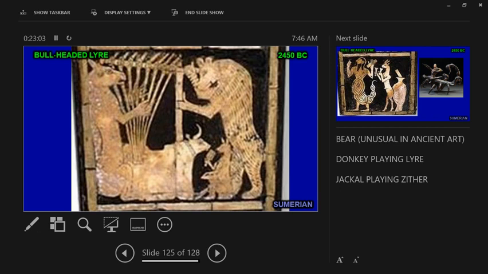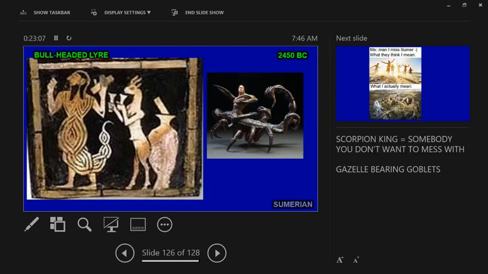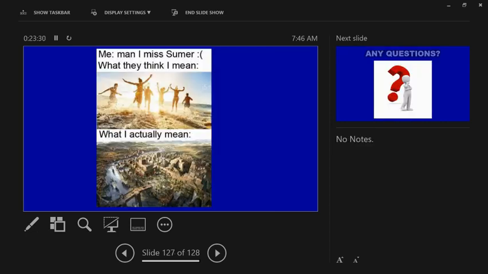Like it is what it shows that it is. And then we have this scorpion guy. It could be the message is that this guy is somebody you don't want to mess with. And it just reminded me of the Scorpion King movie that everybody makes fun of. It's a bad movie. And the gazelle is bringing goblets.